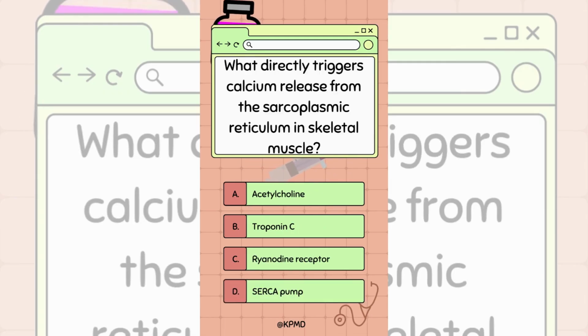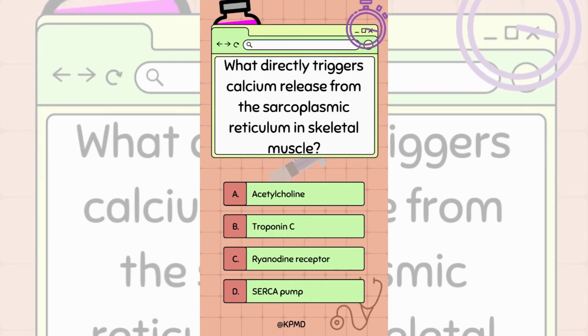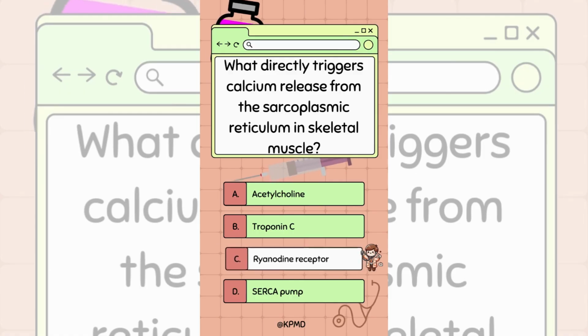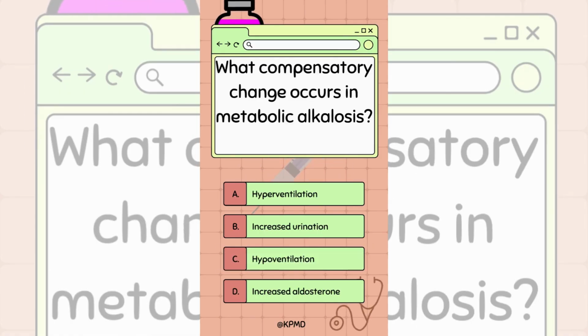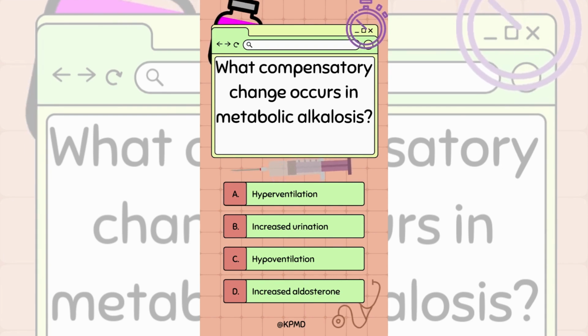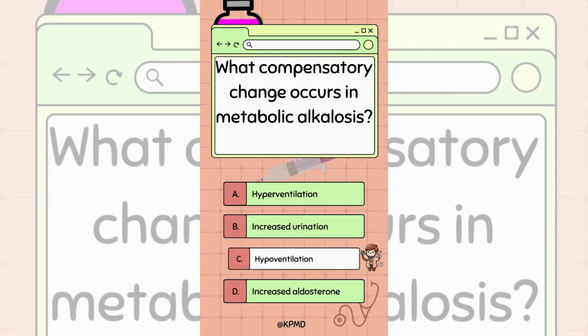What directly triggers calcium release from the sarcoplasmic reticulum in skeletal muscle? Correct answer is C. Ryanodine receptor. What compensatory change occurs in metabolic alkalosis? Correct answer is C. Hypoventilation.